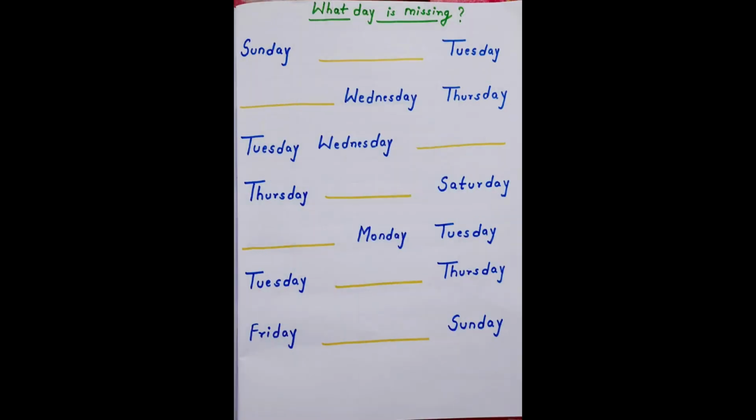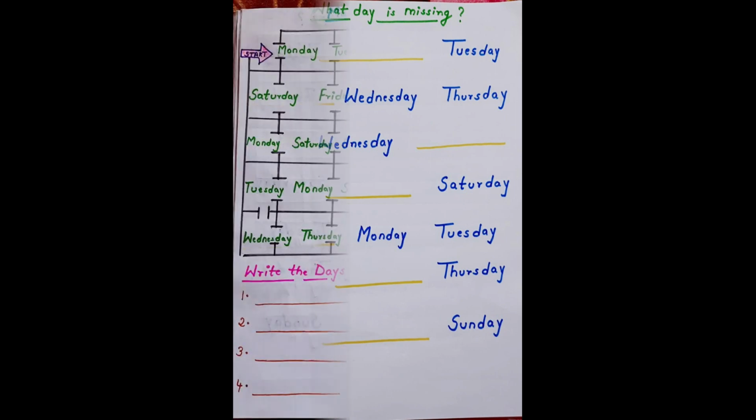Now this is the sixth worksheet of days of the week where the kid needs to write the missing days. That means if there is Sunday and there is space given and then there is Tuesday, the kid will understand, okay, after Sunday the Monday will come next. So Sunday, Monday, Tuesday. This is the way they have to find the missing days.